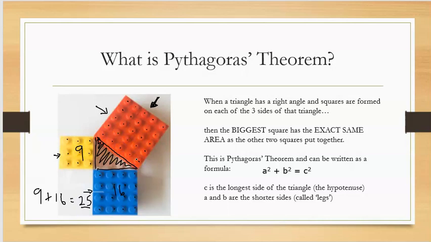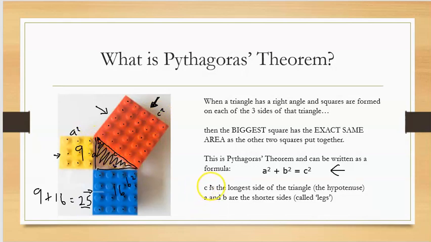So this is Pythagoras' theorem, and it can be written as a formula. The formula is here. A squared plus b squared equals c squared, where this, for example, is side A. So the 9 is a squared. This length is b. So the 16 is b squared, and we've added them together. And that equals the same as c squared, which is this one here, where the hypotenuse, which is the longest length of the triangle, is c.